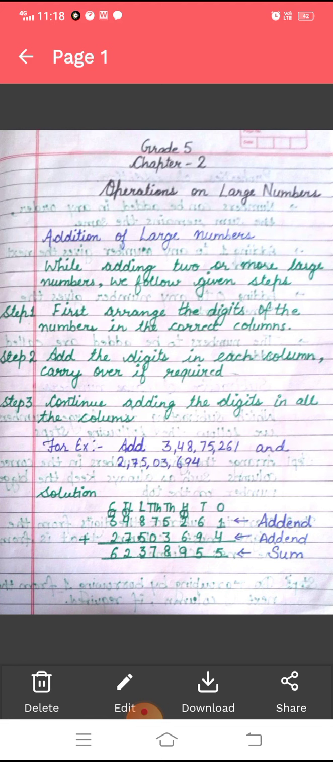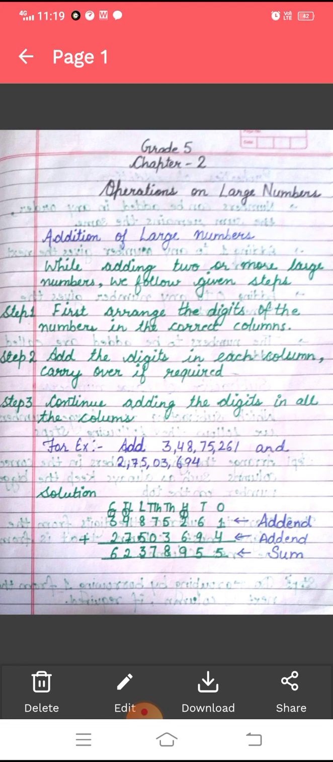If we start adding from the ones column, 1 and 4 is 5. Then in the tens column, 6 plus 9 is 15. So 5 is written under the tens column and 1 is carried over to the hundreds column. Then we add all these numbers together: 1 plus 2 is 3, 3 plus 6 is 9, written under the hundreds column. Then 5 plus 3 is 8. Then in the 10,000 column, 7 plus 0 is 7.